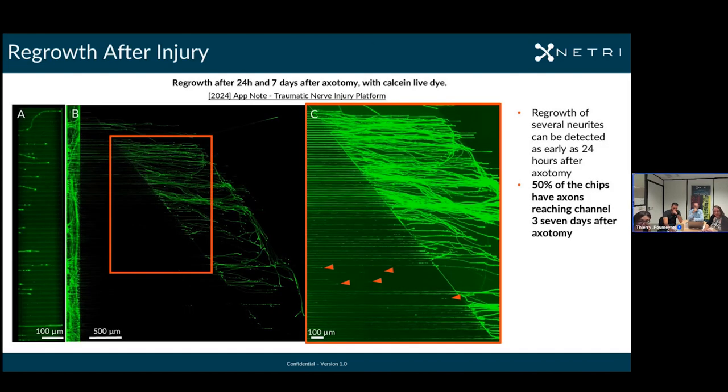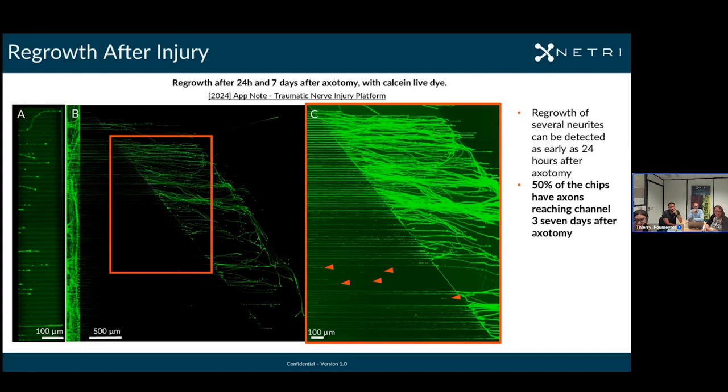This is an example of how they regrow. This is an example of the sensory neurons. 24 hours after the axotomy, you can see the growing in channel 2, starting again, and 7 days after axotomy on the delta. And on the right side, you have a blow up of this picture, this middle one, where you can really see all the projections, and you can see them in the microchannel and be able to see different axons or neurites growing.